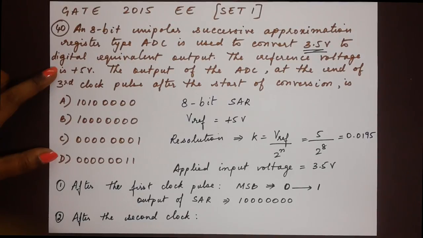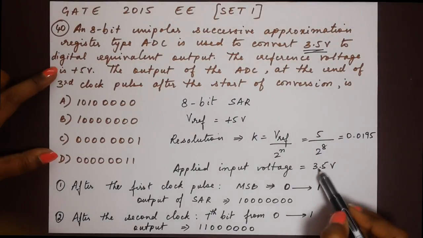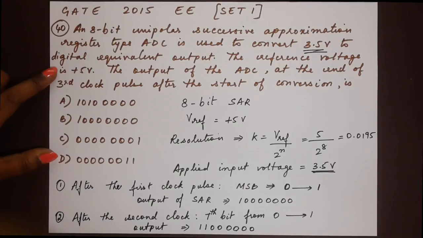After the second clock, again the SAR will toggle its 7th bit, this time from 0 to 1. So the output becomes 1 1, because it's the 7th bit, 0 0 0 0 0 0. Now this output results in a value that is greater than 3.5, the applied input. It should not be greater than 3.5. Since this value is greater than 3.5, the output of the second clock will be the same as that of the first clock. So this one goes back to 1 0 0 0 0 0 0 0. I hope this makes sense.